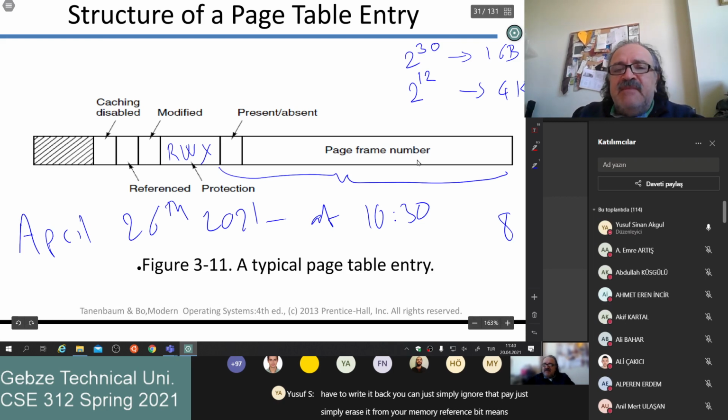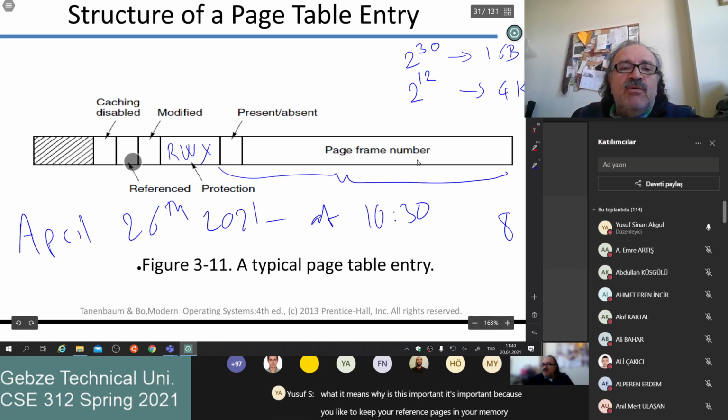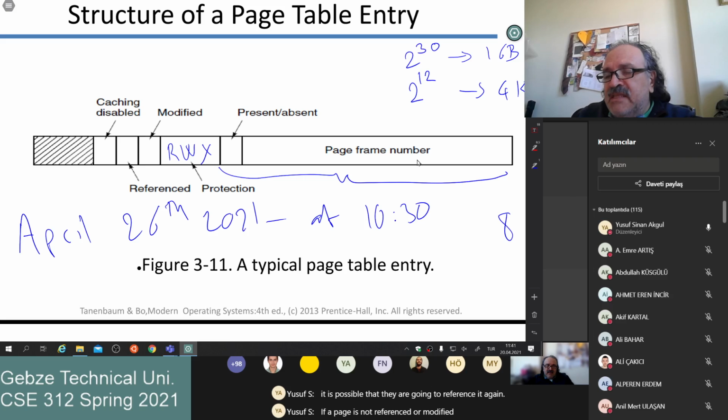The reference bit means that this page has been read, somebody has accessed this page, and that means it is being used by somebody. So this page is busy. Why is this important? Because you like to keep your referenced pages and your modified pages in memory, since if somebody modified or referenced it, it is possible that they are going to reference it again. If a page is not referenced or modified, then that's a very good candidate to swap out, because nobody is reading or referencing it.